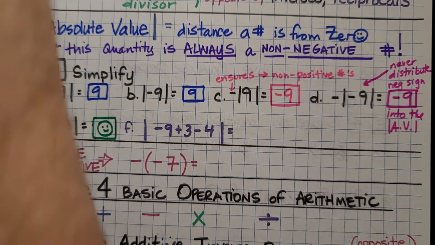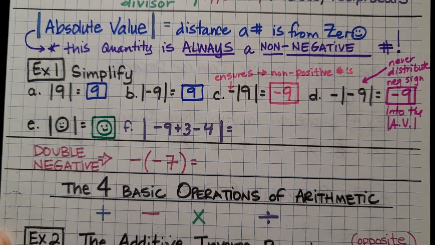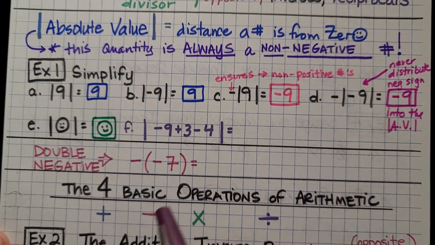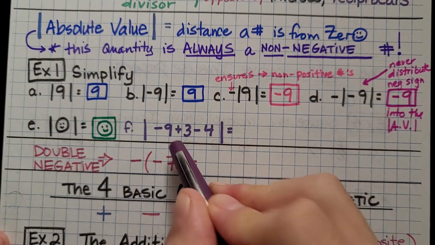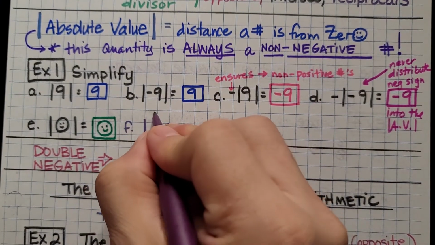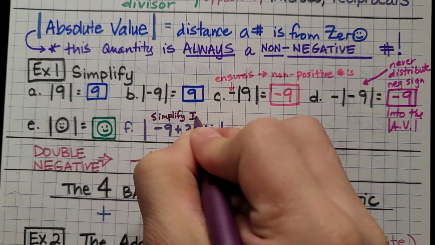All right, so now we come to this problem here. The absolute value of -9 plus 3 minus 4. Do not take the absolute value of each number individually. You have to simplify the inside first.